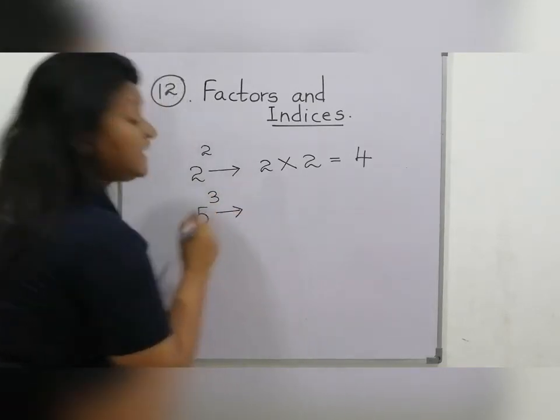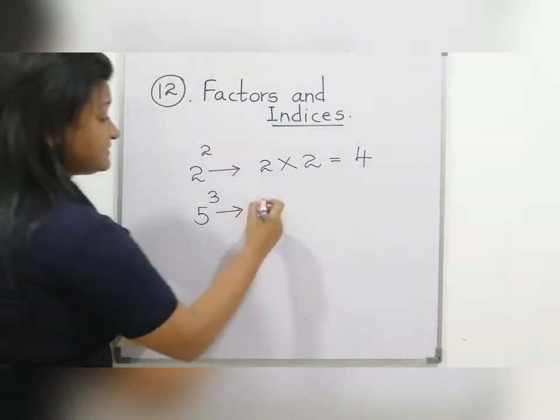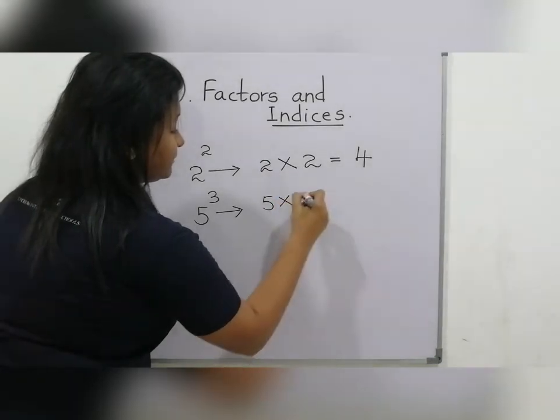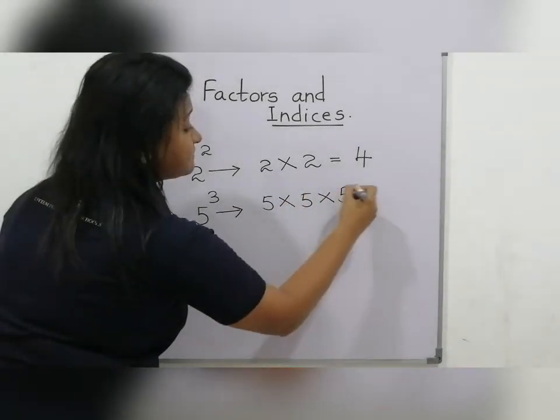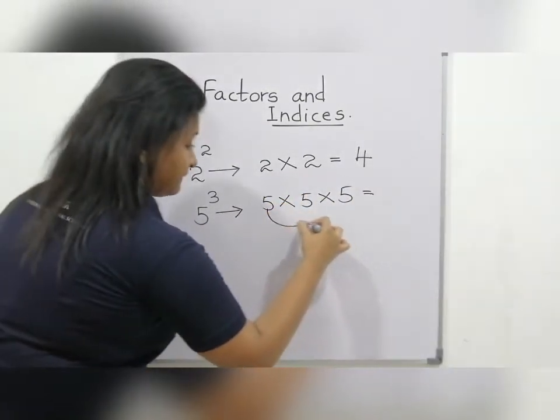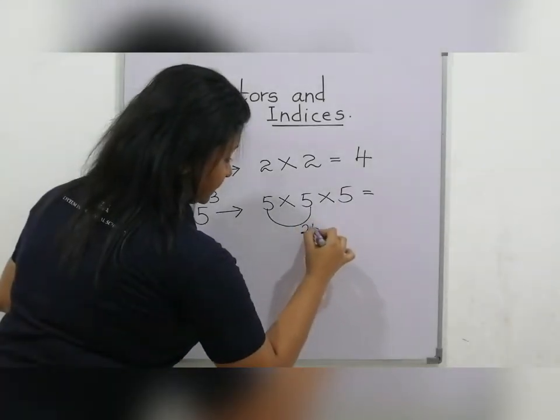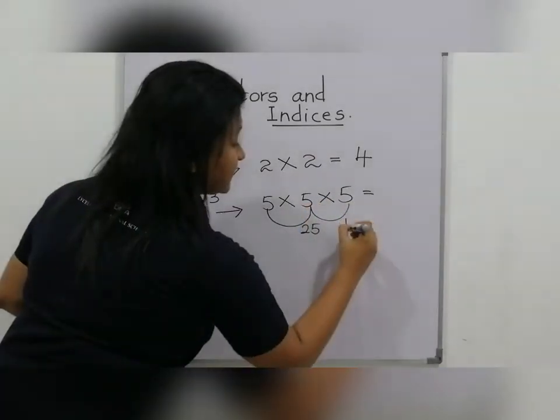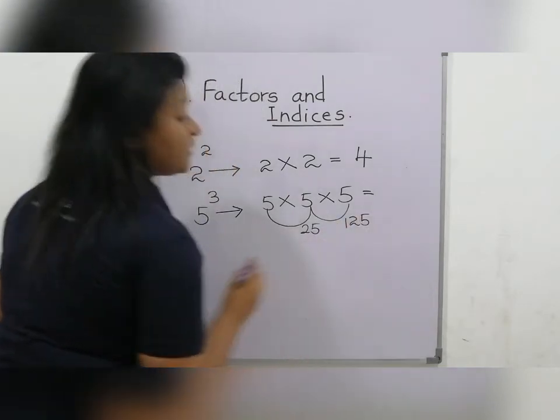Right. You just take this. 5 to the power of 3. That means you have to multiply 5 3 times. 5 times 5, 25. 25 times 5, 125.